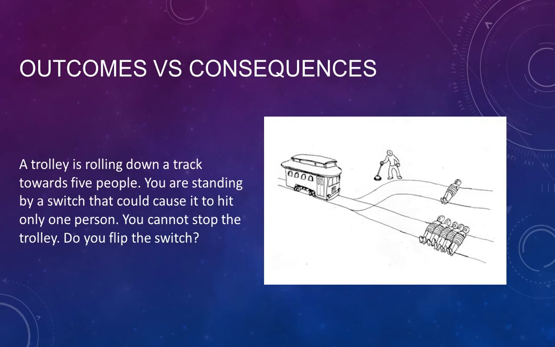The trolley's rolling down a track towards 5 people. You're standing by a switch, and you could switch it to have it only hit 1 person. You can't stop the trolley. There's nothing you can do but flip the switch. If you do nothing, 5 people die. If you do something, 1 person dies. Now, do you flip the switch?